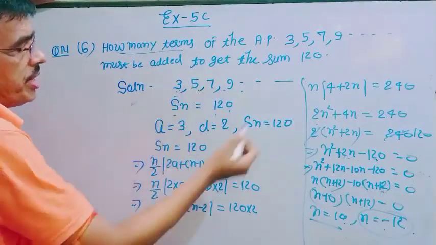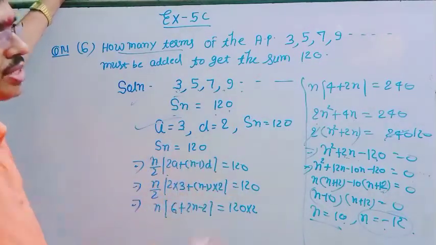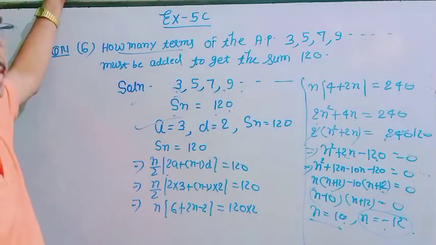Then if the sum is given, try to solve using only the formula of Sn, that is n by 2 into 2a plus n minus 1 into d, and you can find the value of n.